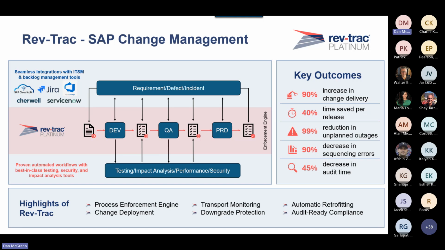change management processes. And we've been very good over the years at delivering key outcomes in terms of increasing the speed of change, saving time when you're doing things for your releases, large projects, reduction in your planned outages through our automated error checking, which is sequencing and dependency errors, helps with the audit time. So lots of benefits to Rev-Trac.